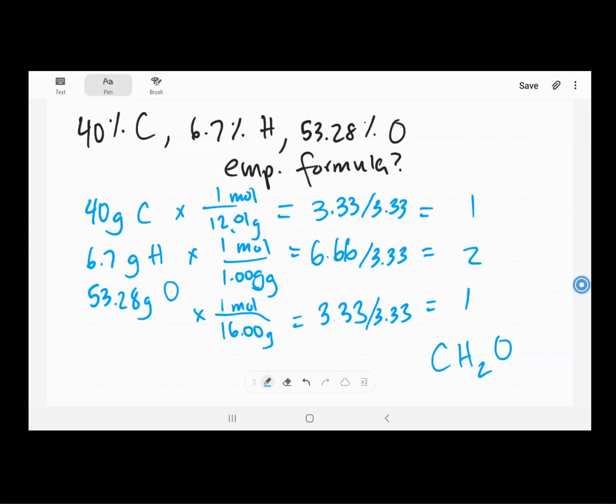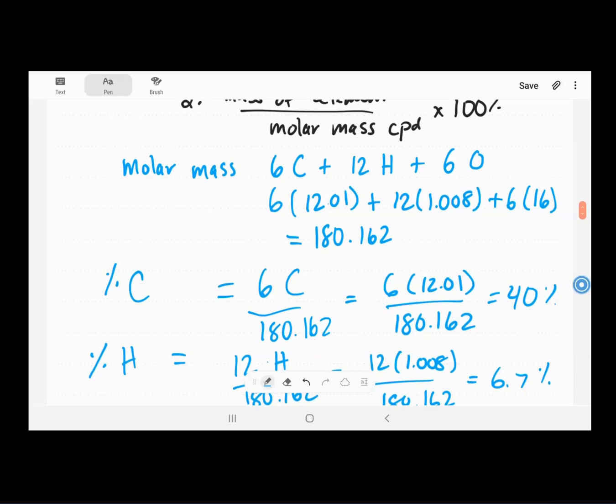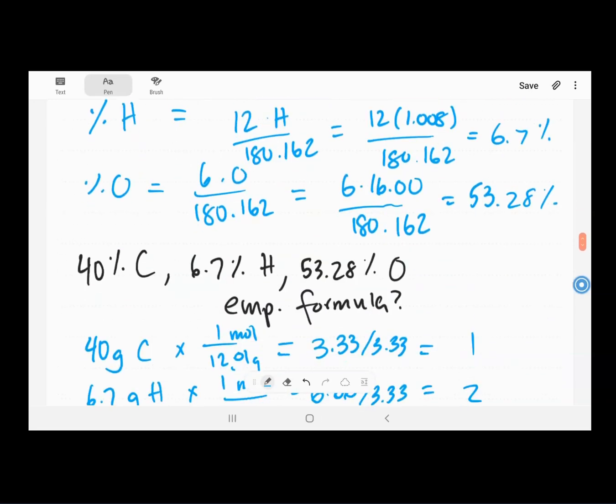If we remember our original formula, it wasn't this, right? It was not CH2O. So, if you remember, we already had calculated the real molar mass of this compound, which was right here. Let's go ahead and see how we're going to get from our empirical formula to our real one.